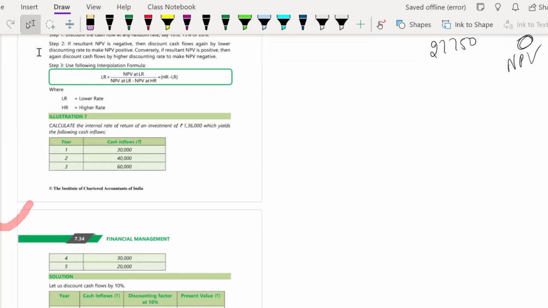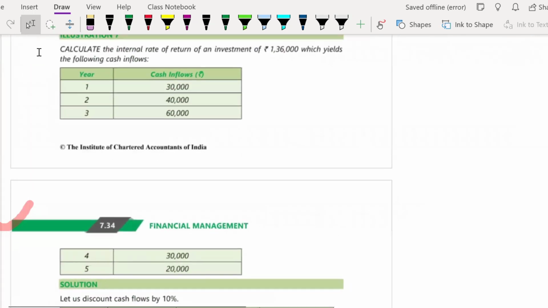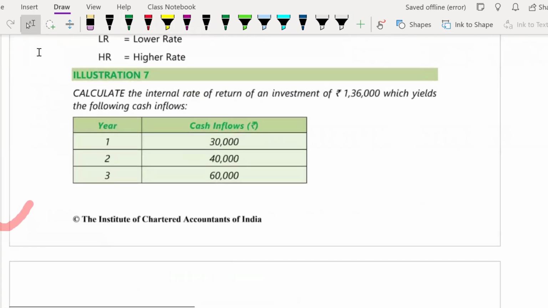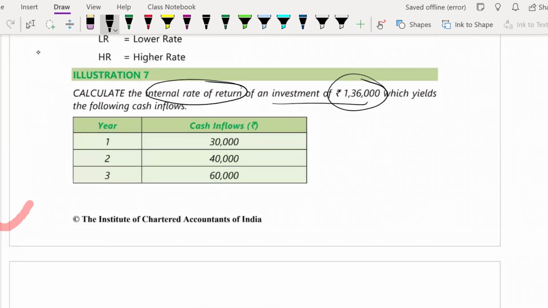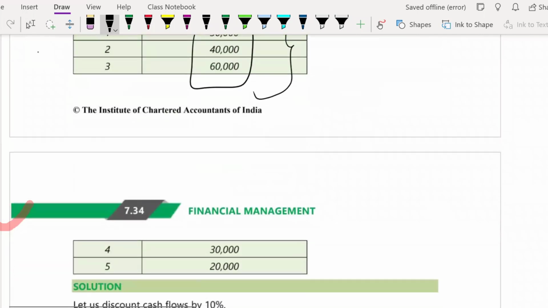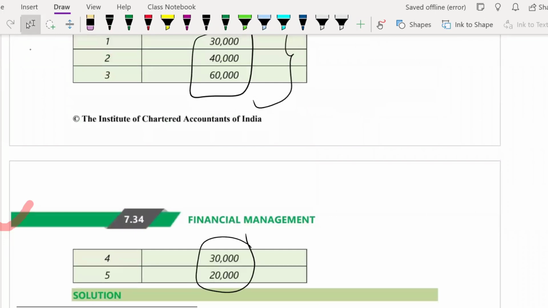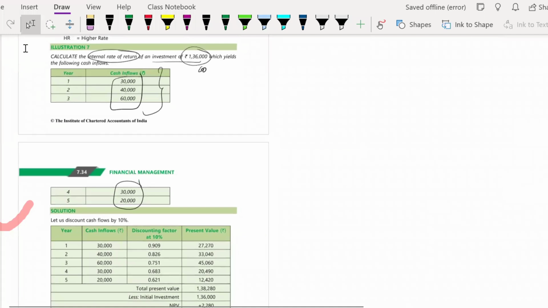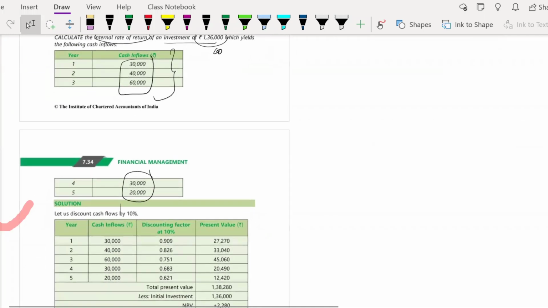Now let's move on with illustration number 7. Here they are again telling you to calculate the internal rate of return. Here the investment is 1,36,000, which yields the following cash inflows. So this is your cash outflow and these are your cash inflows. Here you have to again calculate your IRR only. I think you will be able to understand this question better.